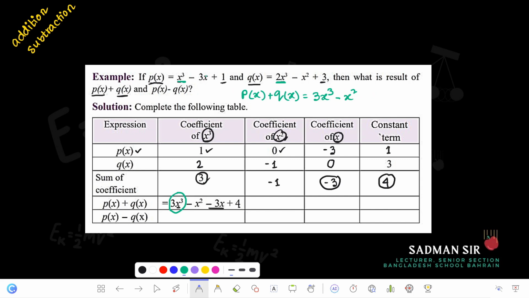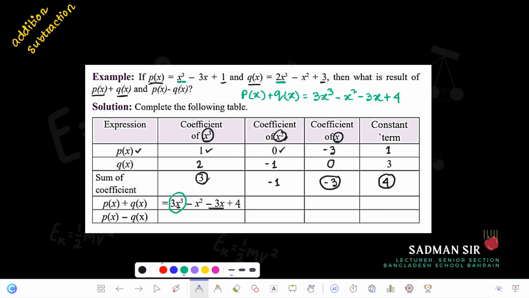So here we have x to the power 1, that is -3. Here we don't have any term of x to the power 1, so it will be -3x only. And then let us come to the constant term, that is 1 and 3, right? So 1 and 3, if we add them, it will be 4. So in this way also, in a single line we can do the addition. This table is just for your better understanding, nothing else.